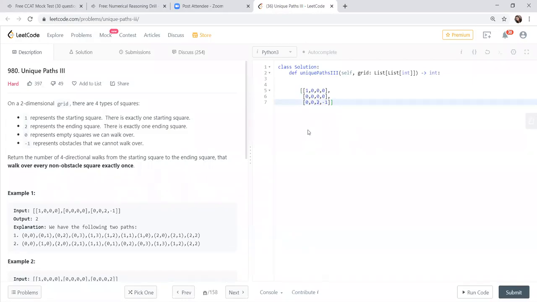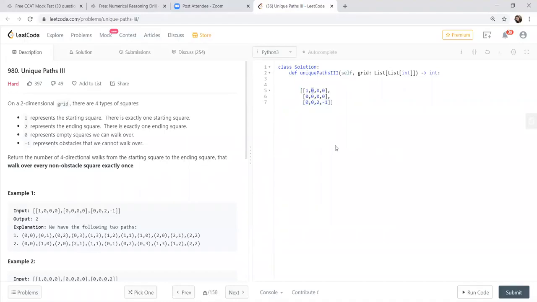And one thing more, I think we need to traverse all the zeros over here. It's saying return the number of 4 directional walks from the starting square to the ending square that walk over every non-obstacle square exactly once. So if we are traversing one path, then we cannot traverse that particular cell again to reach the destination.